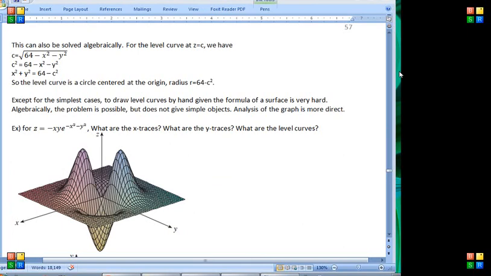Okay, so level curves. So remember that we are taking slices using a plane, a flat plane like that. So that could be the slice, let's say z equals 3, I don't know. So what's that going to look like? Two circles.